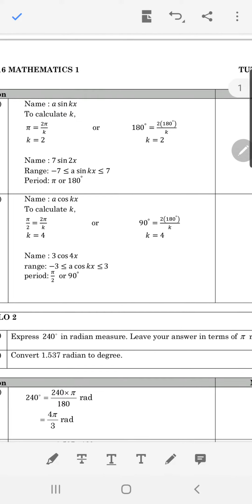And then the period, one complete shape is 180. The period is 90 degree. So this is question number 1.